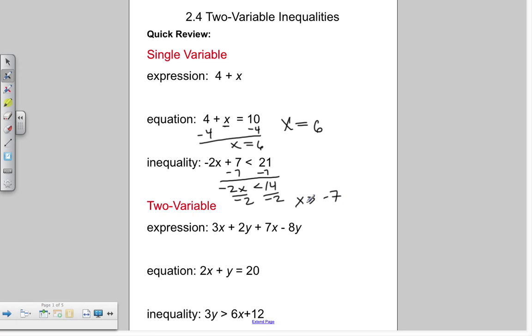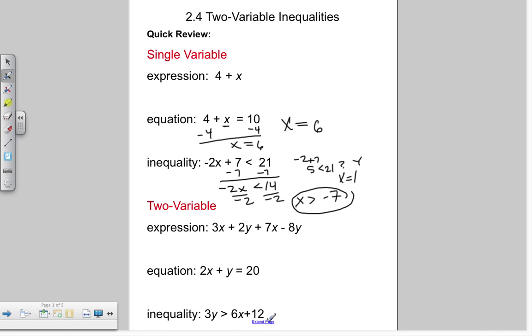Well, let's think of something greater than -7. How about 1? Is 1 greater than -7? Yes. So x equals 1. If I put a 1 in here, I get -2 times 1. What is -2 times 1? -2. Plus 7, what's that? 5. Is 5 less than 21? Yes. So this is the correct answer. Okay, that's all a review. Now, this is still a review.